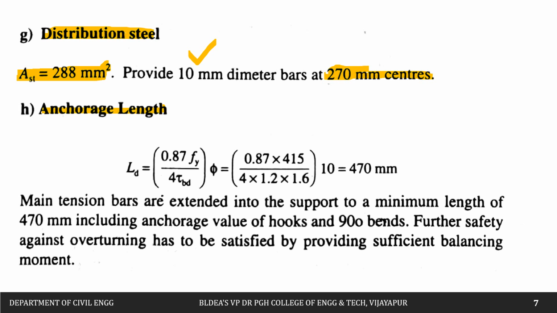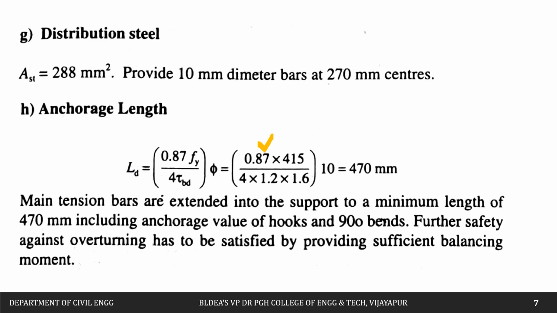Then next, as we said that it is a cantilever, so the reinforcement we are going to provide has to be checked for anchorage length. We have already studied this in the anchorage length video. So once again you can refer to the same formula we are using for development length, that is 0.87 fy divided by 4 tau bd. We have already seen how to calculate the anchorage lengths. For this calculation you can refer to that video, where we have covered it in detail.